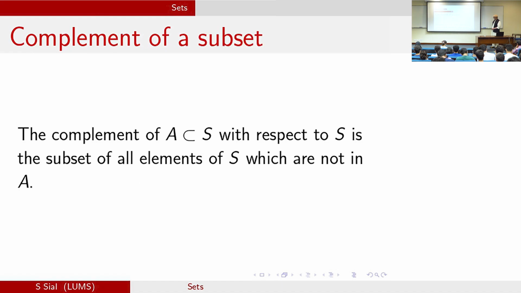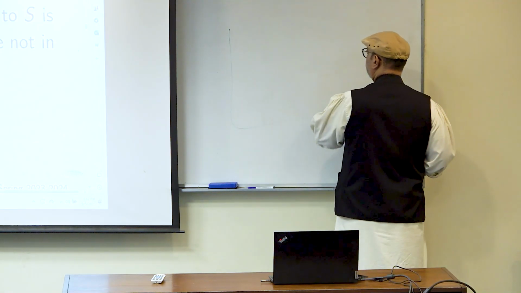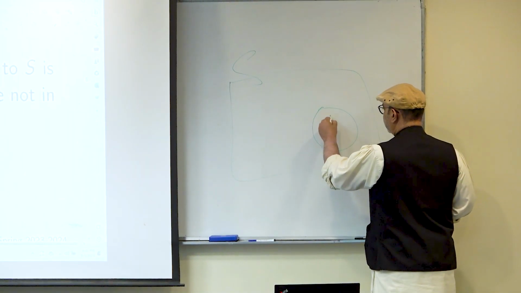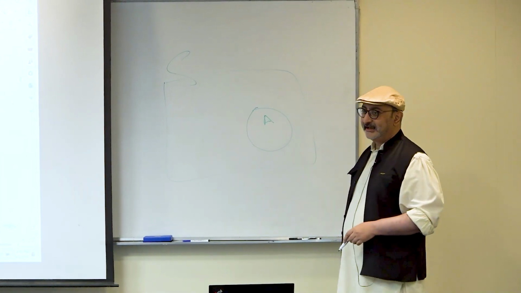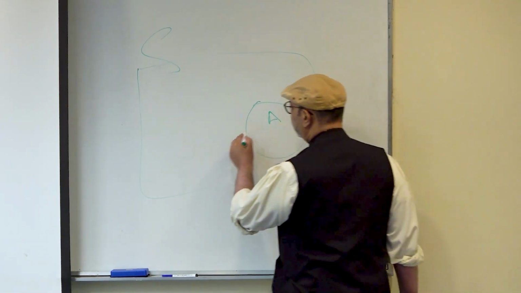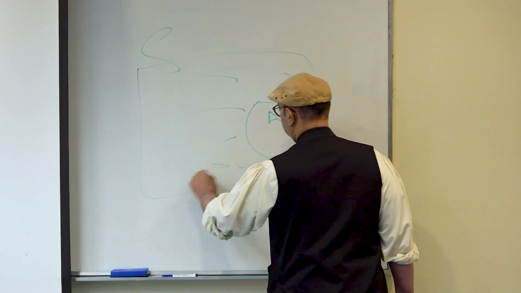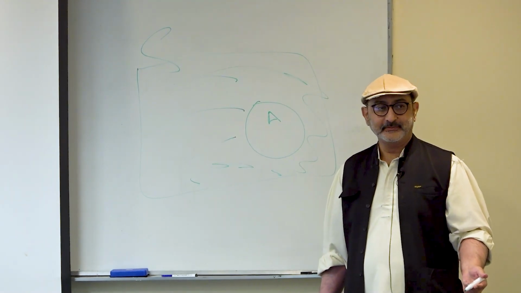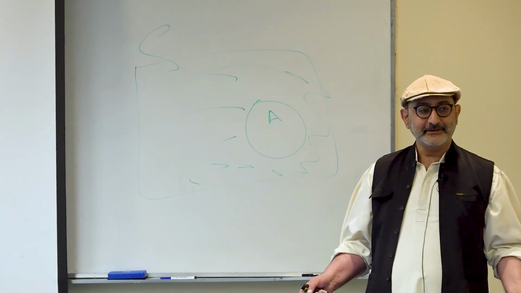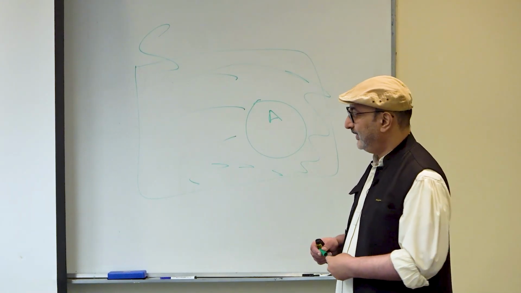Complement of a set. The complement of A in S means that I've got some set S. There's a bunch of elements in S which are in A. A is a subset of S. And then there's all these elements which are in S, but they're not in A. So if I took S and I ripped all the elements of A out of it, what's left over is the complement of A in S.